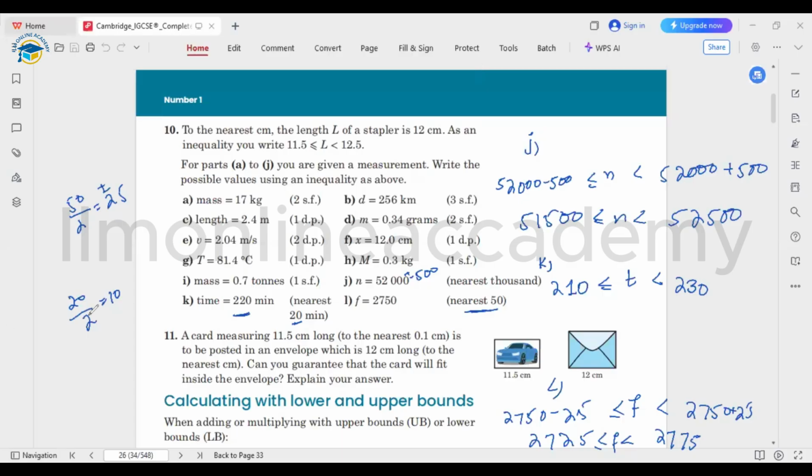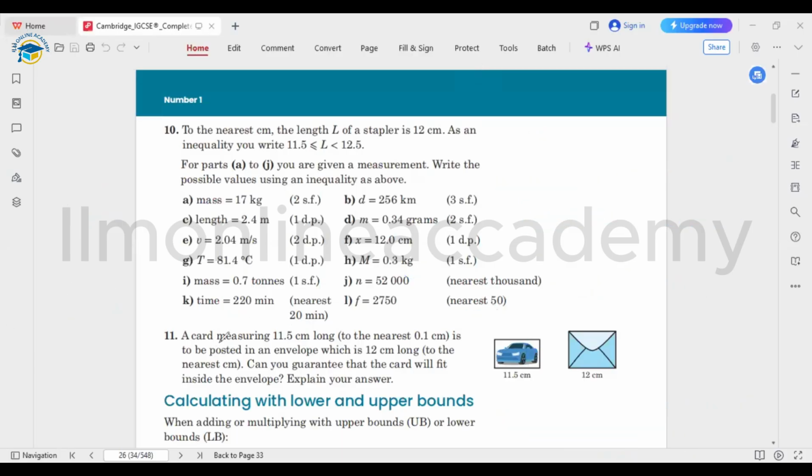In part number 11, they gave us a statement. They're saying that a card is measured as 11.5 centimeter. This is the measurement, up to the nearest 0.1 centimeter. And it is to be posted in an envelope with a length of 12 centimeter, to the nearest centimeter. So can you guarantee that the card will fit inside the envelope? We need to explain our answer.